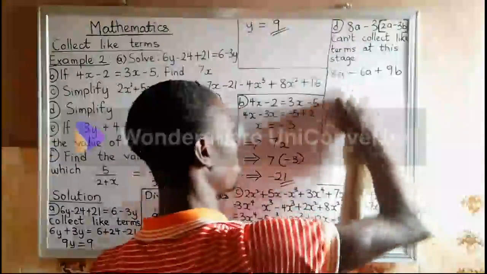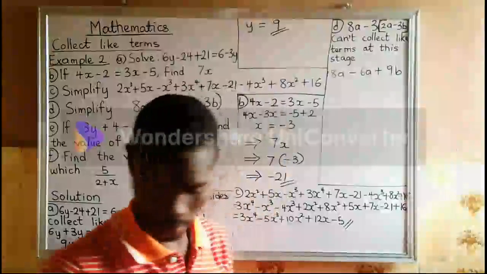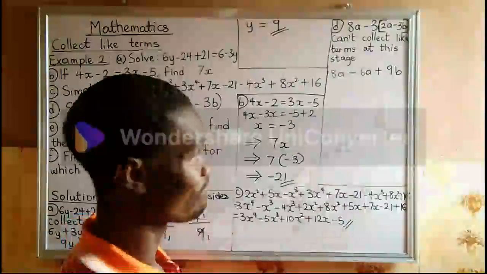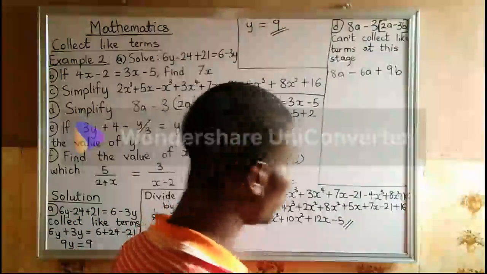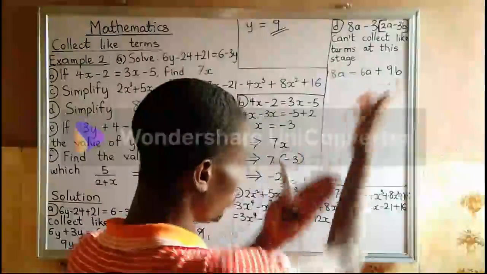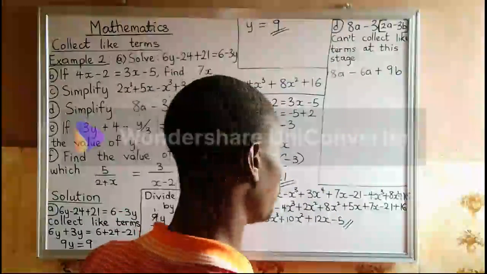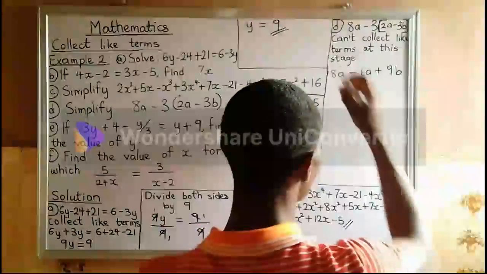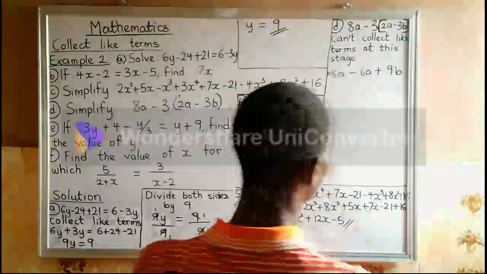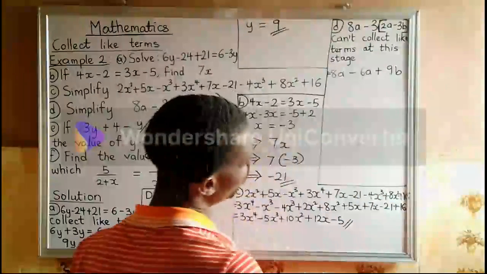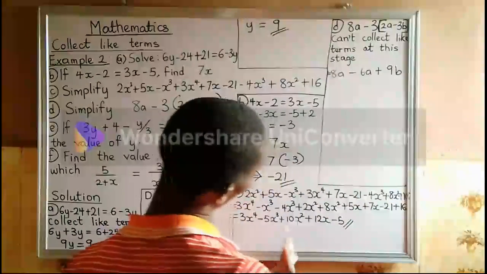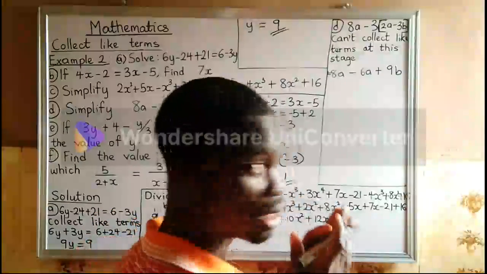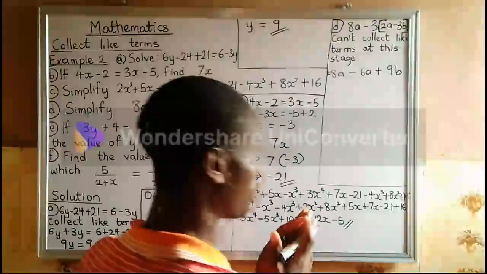So having opened the bracket, you see that it looks more simple. We can relate more with this than the previous expression. So remember, we are simplifying. We are making it simple. So could we now collect like terms here? Yes, you agree with me that we could.